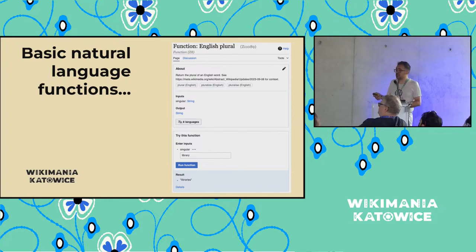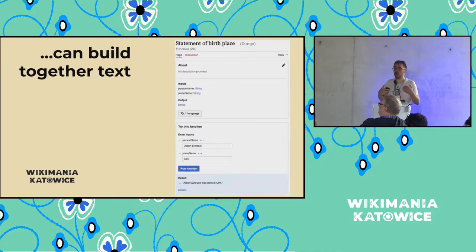What does it mean? It means that Wikifunctions is not just about mathematical things, it's also about natural language functions. You can try to manually input a word and get a plural out of it. This is an example of English plural, which is rather simple, but try to make something like that in Croatian or in Yoruba, in a language that has cases. So you can have a function like, give me the genitive of this word, give me the accusative of this word, and so on and so forth, so that we can create more complex functions.